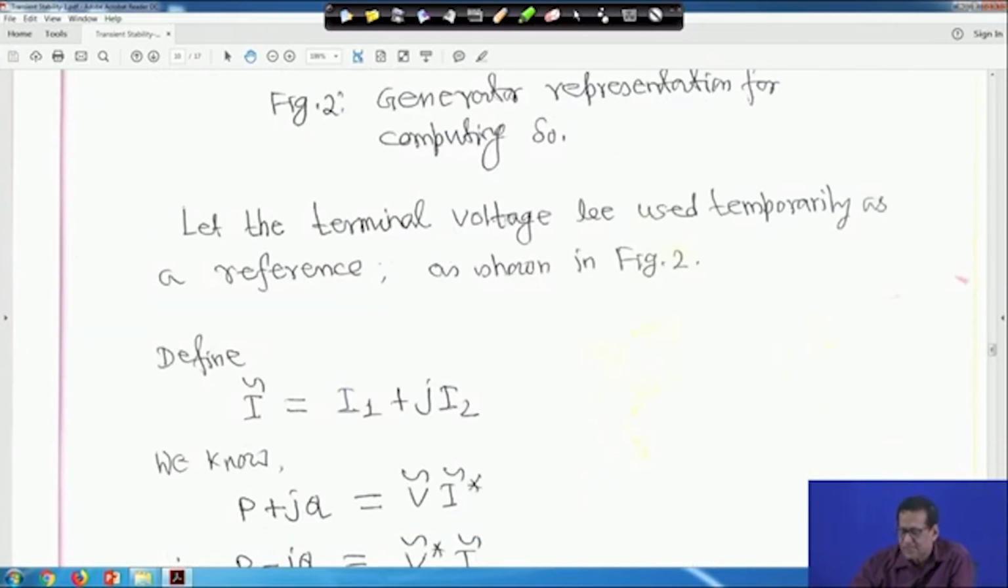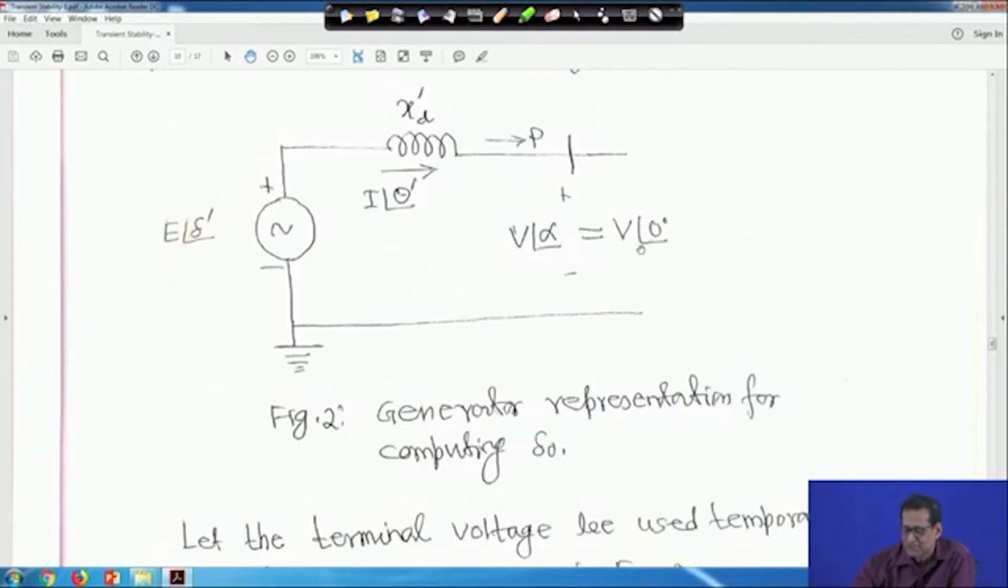Now, let the terminal voltage be used temporarily as a reference. I told you V angle 0 as shown in figure 2, but let me tell you that it is a reference. If you shift the reference to V angle 0, this alpha here has to be subtracted.